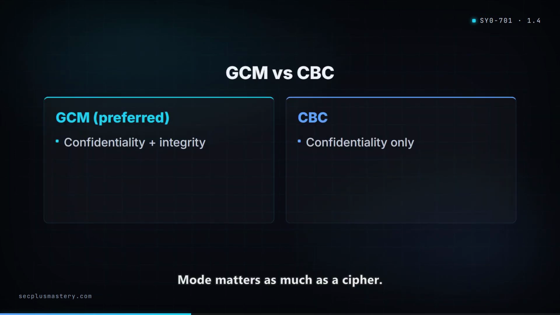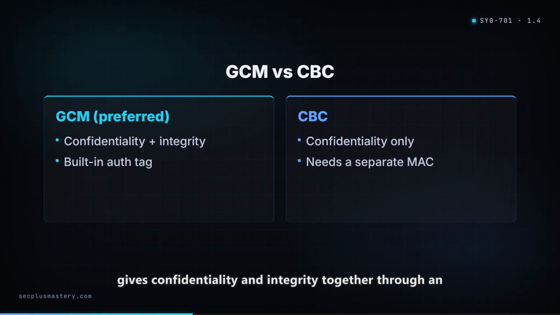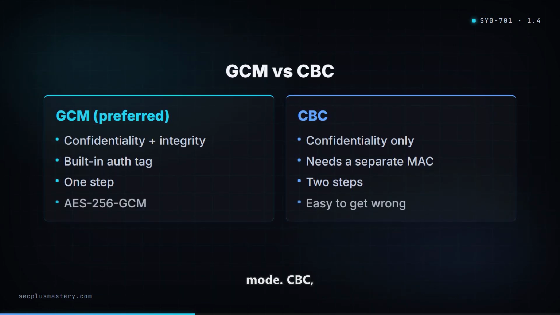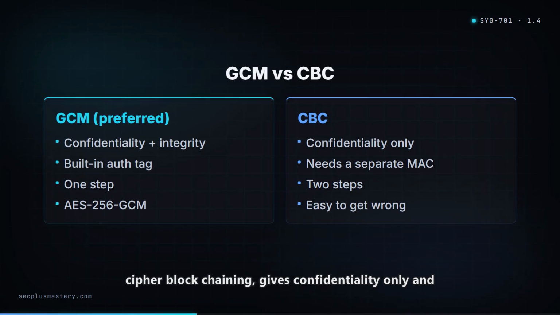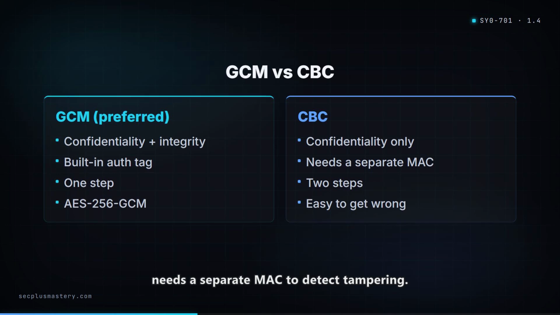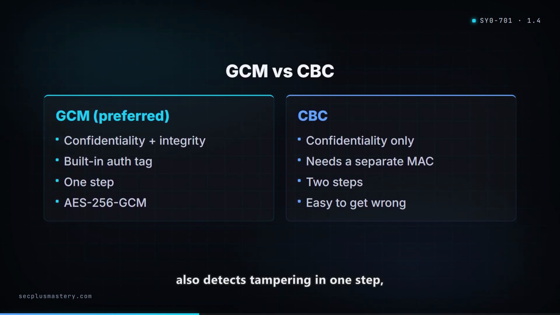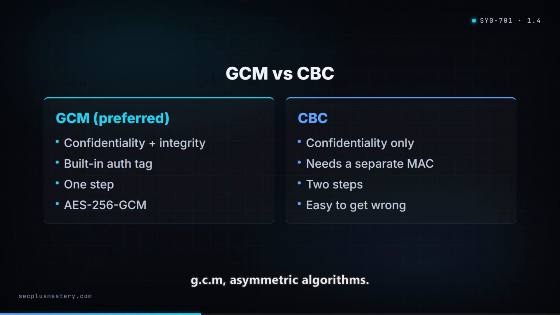Mode matters as much as a cipher. GCM, Galois counter mode, gives confidentiality and integrity together through an authentication tag, so it is the preferred mode. CBC, cipher block chaining, gives confidentiality only and needs a separate MAC to detect tampering. When a question wants fast encryption that also detects tampering in one step, the answer is AES-GCM.